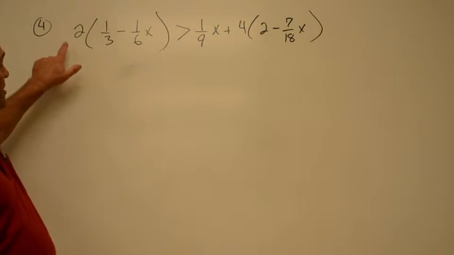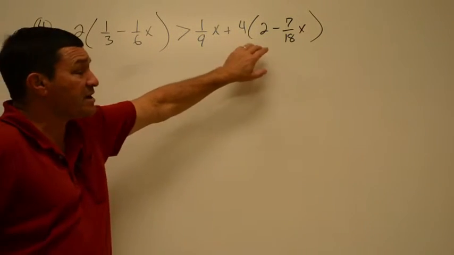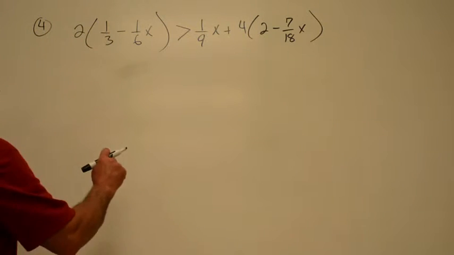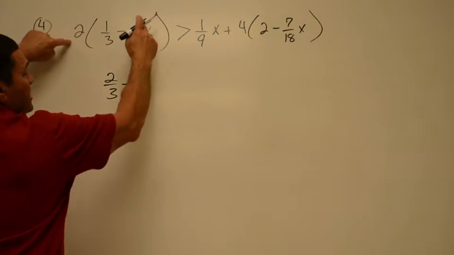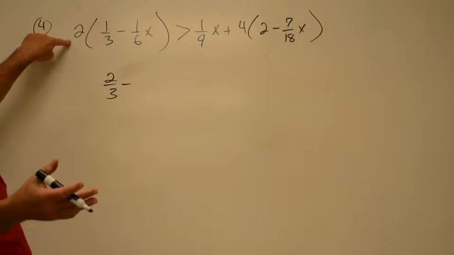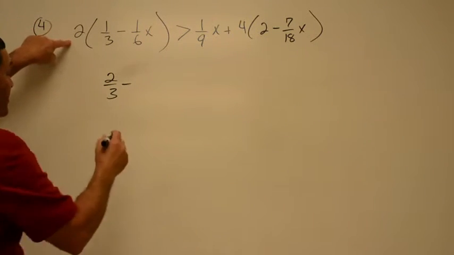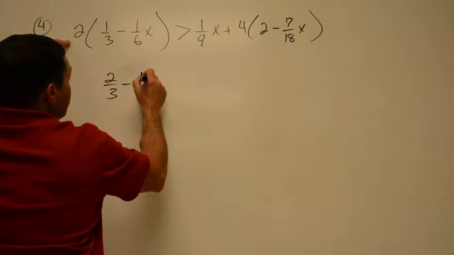I'm going to first multiply the 2 times each of the terms here, the 4 times each of those, and then I'll tell you what we're going to do after that. So let's start on this. 2 times 1/6 would be 2/6, and then reduce that fraction to 1/3. It just makes everything easier.